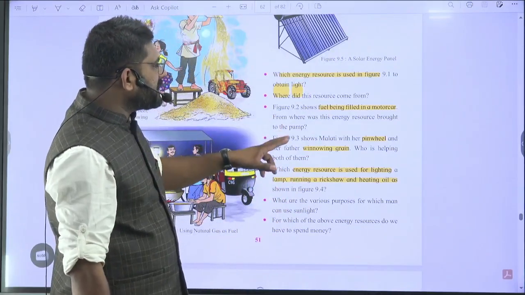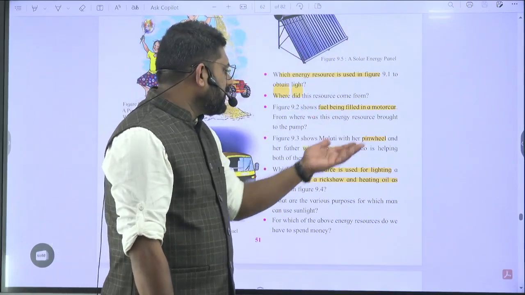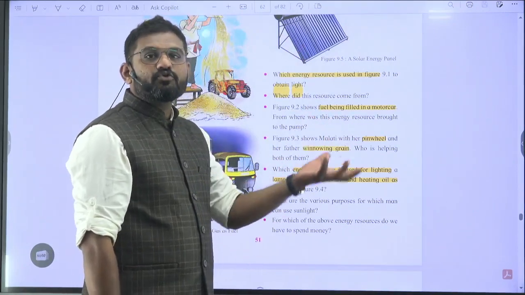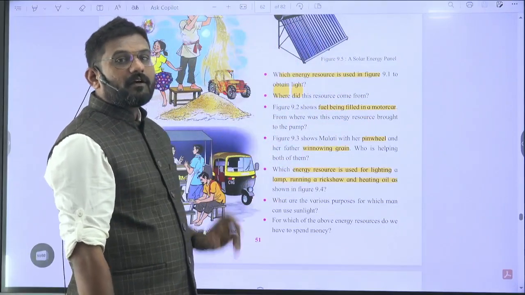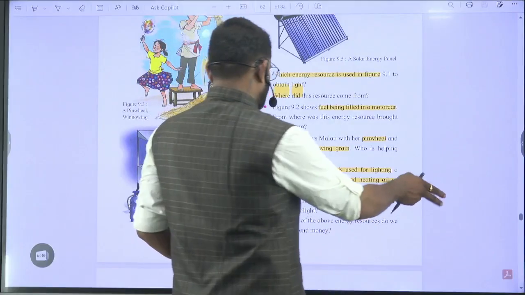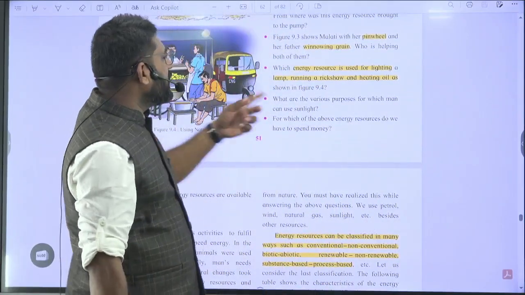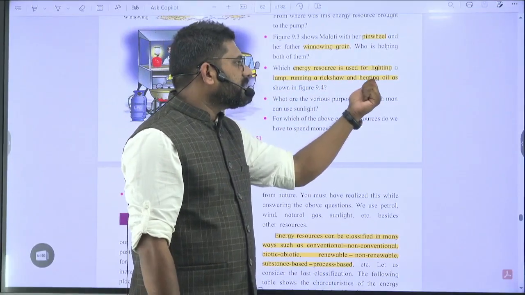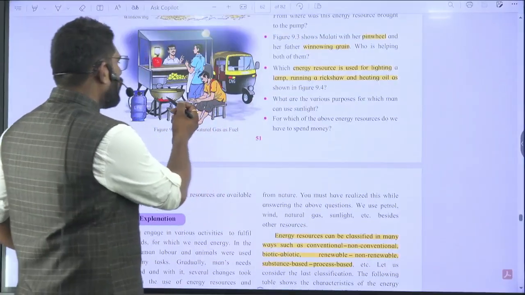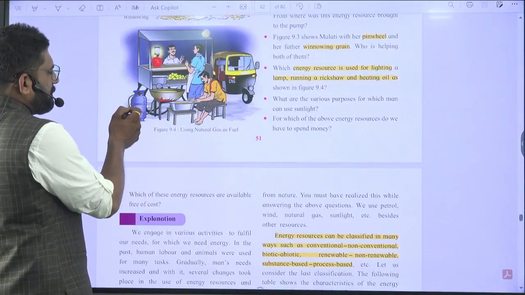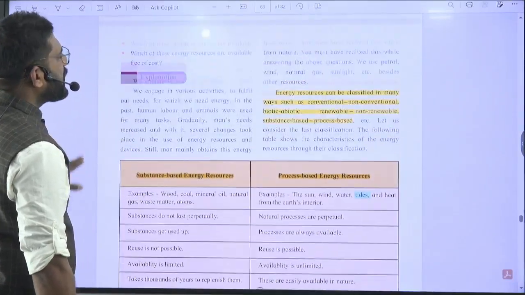So as we can see, fuel is being filled in a motor car, a pinwheel is there, winnowing grain is there, they are using wind. These people are using the natural resource of fossil fuel. Energy resources are used in lighting a lamp here, and again in running a rickshaw. This rickshaw needs CNG, and heating oil. He's heating oil for cooking food, and again LPG is required to cook food. So different types of energy sources are used here.